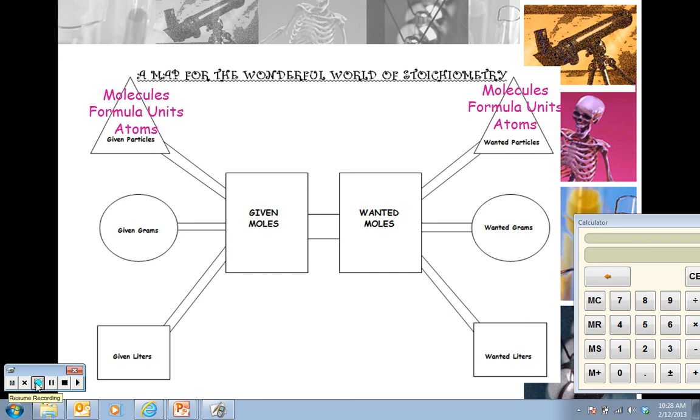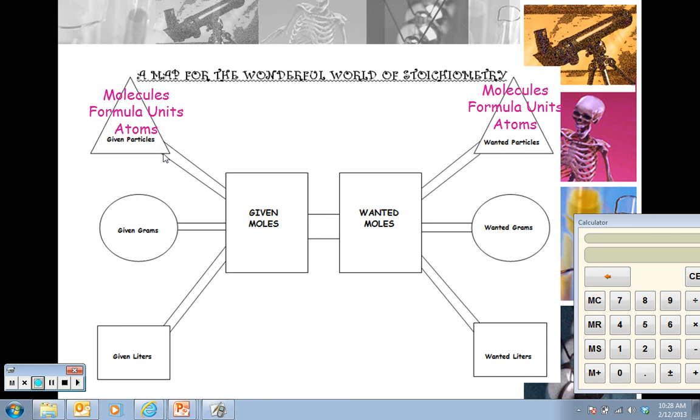Your given side and wanted side, and we can start with given particles or grams or liters. And we so far broke down what particles are in this triangle. So we said particles can be molecules, formula units, or atoms. And for us to go from particles to moles, we have to use a certain number. Does anyone remember what that number is?